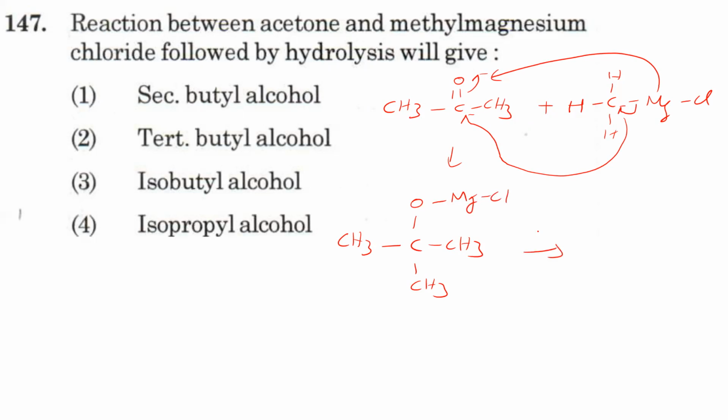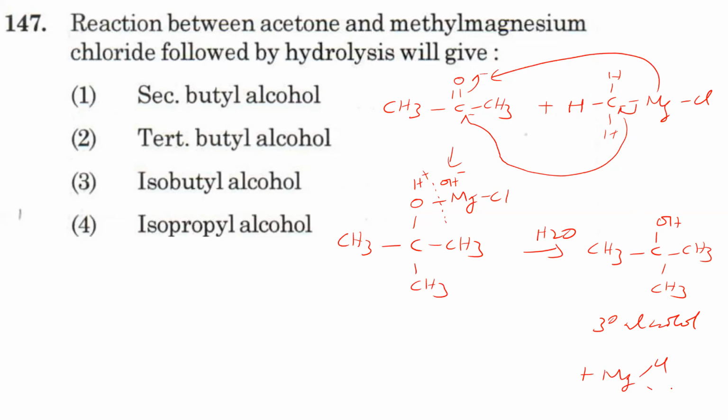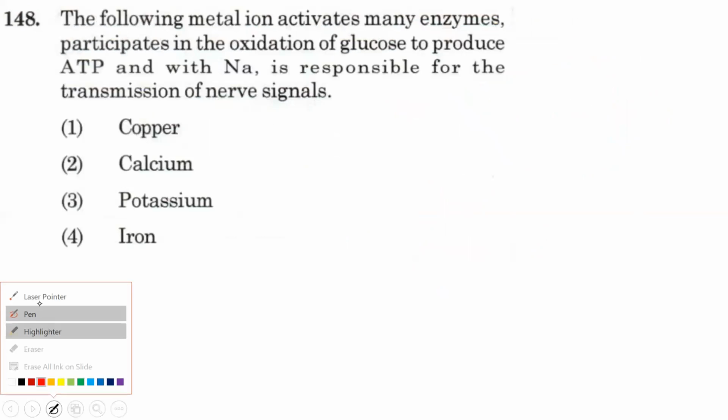This undergoes hydrolysis. So here H plus comes to this place, OH minus goes to this place. So we will get the product CH3COH. Here CH3, here CH3. It is called tertiary alcohol. What is another product, in the sense MgClOH? So we got tertiary butyl alcohol as a product for this reaction. Next we will go to next question.